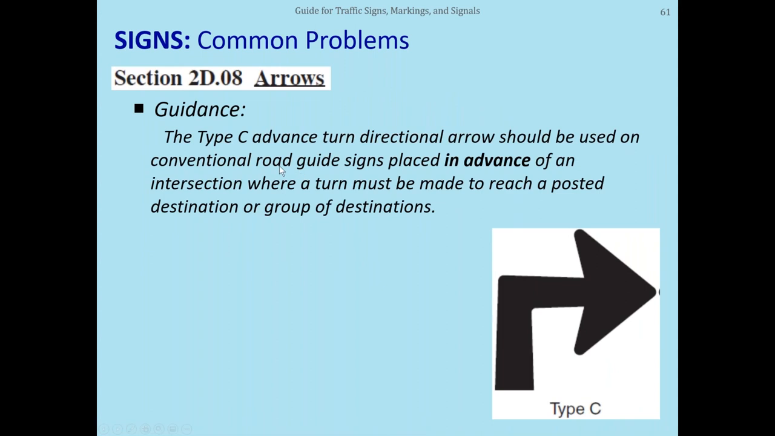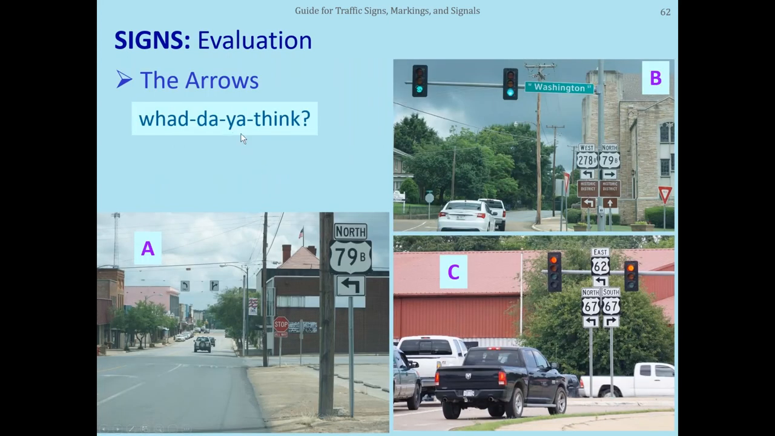Placed in advance of an intersection where a turn must be made. So if the directional arrow is in advance of the actual turn location, again, an arrow with a vertical stem is called for. Okay, we've talked about the principle. Now you evaluate the application. We've got situation A.